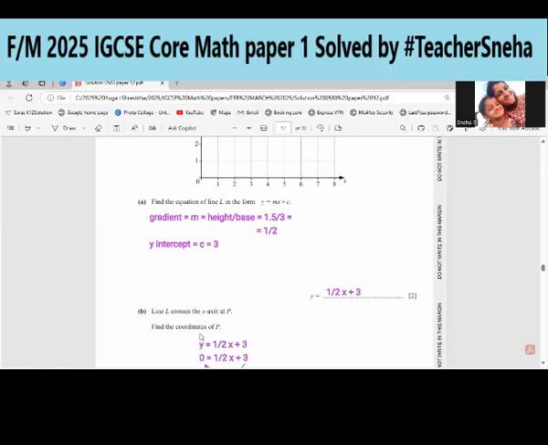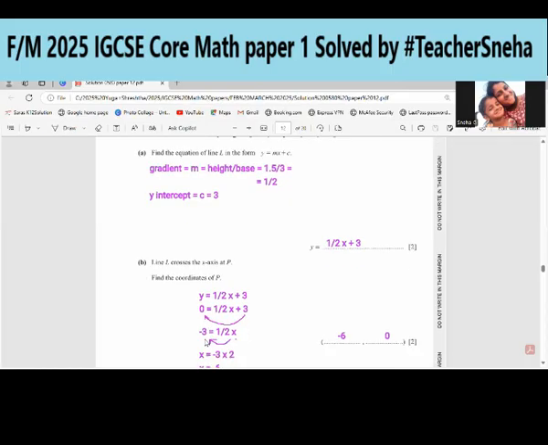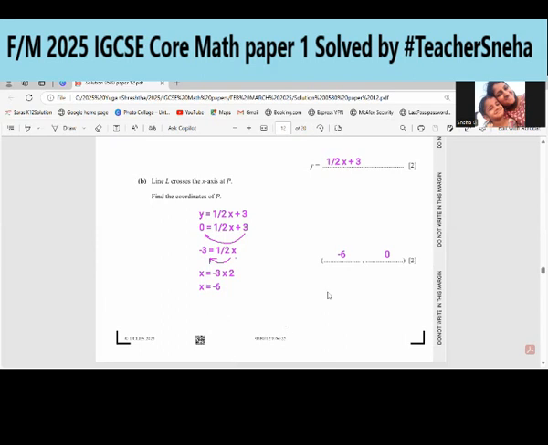Line L crosses the x-axis at P. If the line is crossing the x-axis at a particular point, that means the y-coordinate of that point is 0. On putting y = 0 in the given equation, what you get is 0 = 1/2 x + 3. Shift 3 to the other side, it becomes minus 3. So minus 3 = 1/2 x. Now shift 2 to the other side, you get minus 3 multiplied by minus 2, that is x = 6. Therefore, the coordinates of the given point are x value 6 and y value 0.